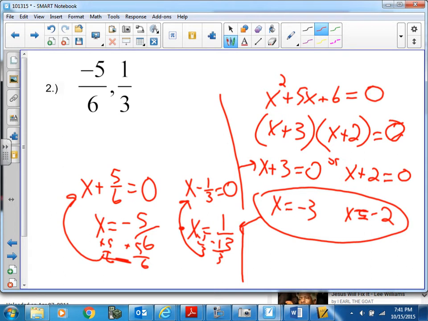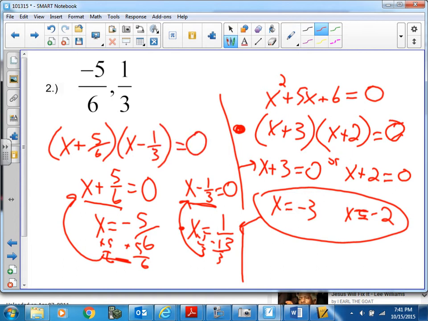Okay, now if I keep working backwards, what about this part? Well, I just take what I have here and write them as factors. So I have x plus 5/6 times x minus 1/3 is all equal to 0. Okay, so now, in reality, this is a legitimate equation. This is a quadratic equation that will give you the solutions that I asked you for, right here.